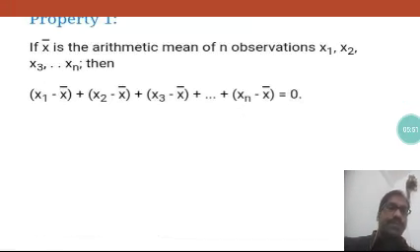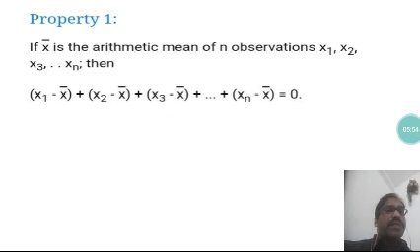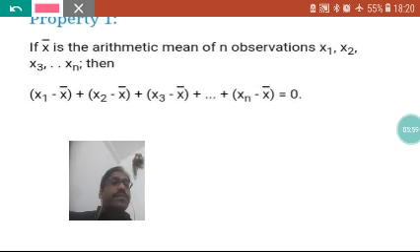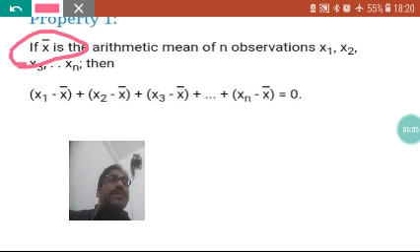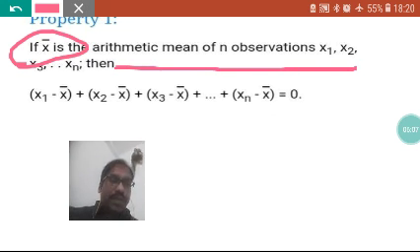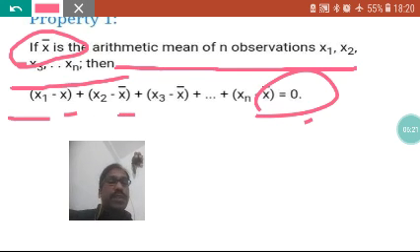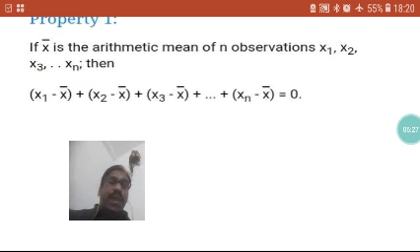Now, there are some properties of arithmetic mean we should see. The first property is that if x bar is the arithmetic mean of n observations, which in the last slide I have explained, and if the mean is subtracted from each observation and these are added, the sum is always 0. On this I have made one video that I would like to share with you.